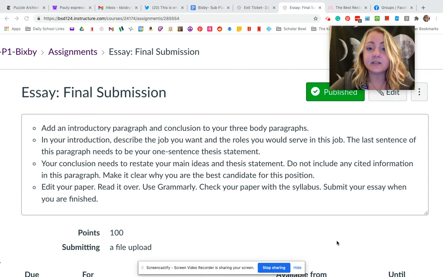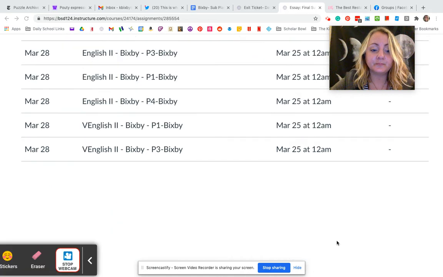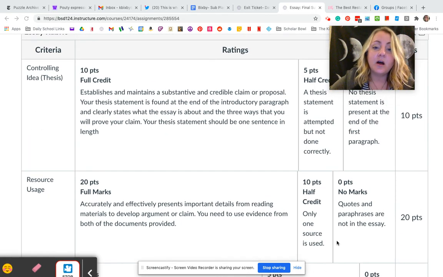Let's take a look at the syllabus together. This is the same syllabus that I used on the American Dream essay and the technology essay. The first thing you'll be graded on is including a thesis statement. So you have established and maintained an idea and a credible claim or proposal. Your thesis statement is found at the end of your introductory paragraph, and it clearly states what the essay is going to be about and the 3 ways that you will prove your claim.